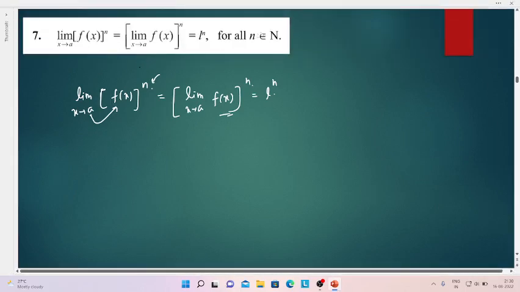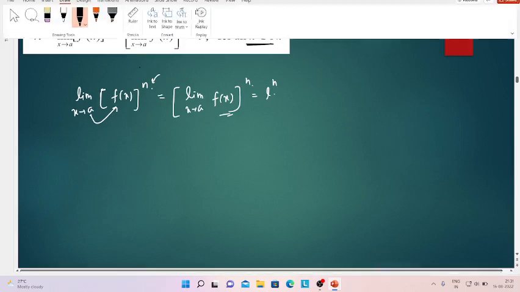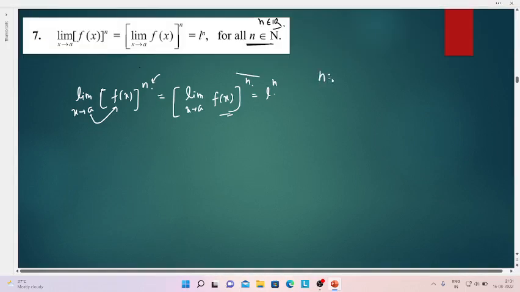And this is a very important property that n should be any natural number. N may be a real number also, there is no issue, we can take any n from real numbers, but that will change the function. For example, if we take n equals -5, then the function will become the limit as x tends to a of f(x) to the power -5, and then that part should not be equal to 0.